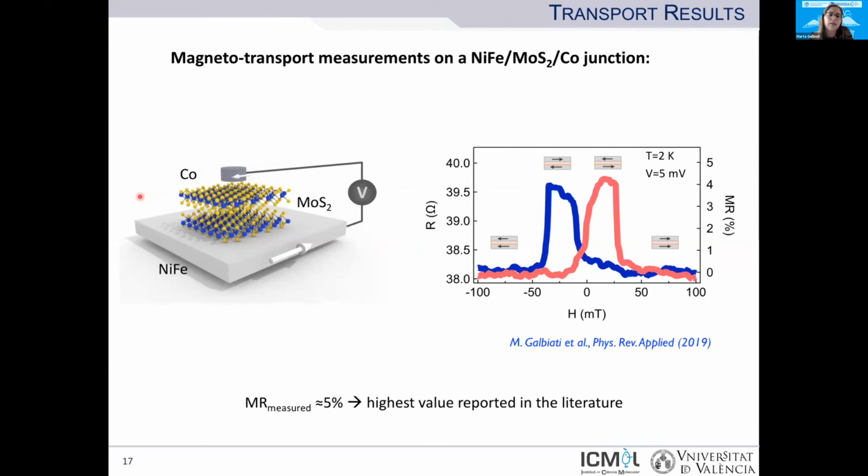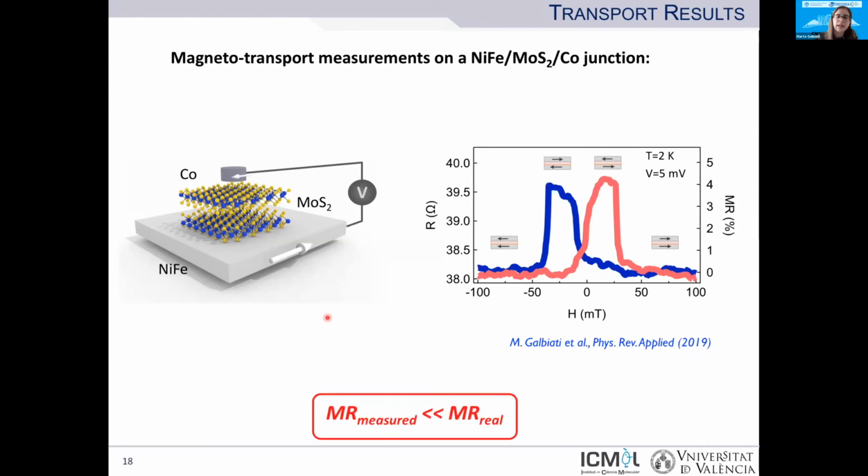So here is a schematic of our device. It's a permalloy, molybdenum sulfide, cobalt junction. Molybdenum sulfide is multi-layer. And in this device, we could measure at low resistance and low bias, at a low temperature, sorry, a high magnetic resistance signal up to 5%. That is actually the highest value reported now in the literature with molybdenum sulfide-based magnetic tunnel junctions. And this proves that with our fabrication process, we are able to maintain high quality and non-oxidized interfaces, because otherwise these results should be one order of magnitude lower.